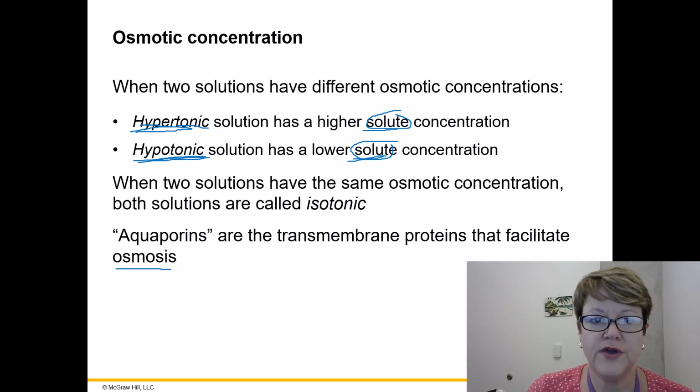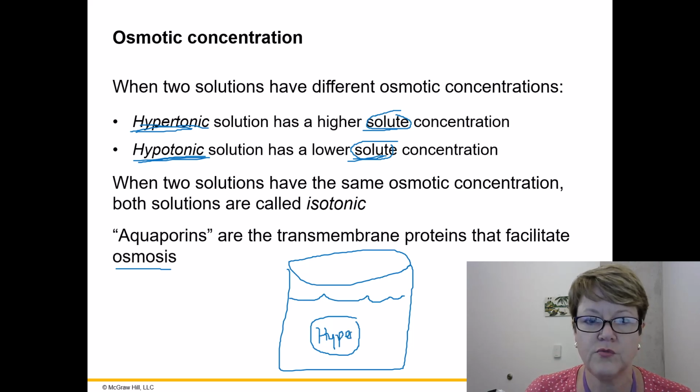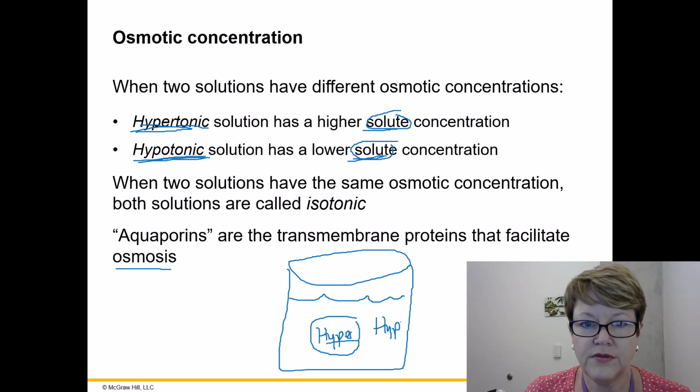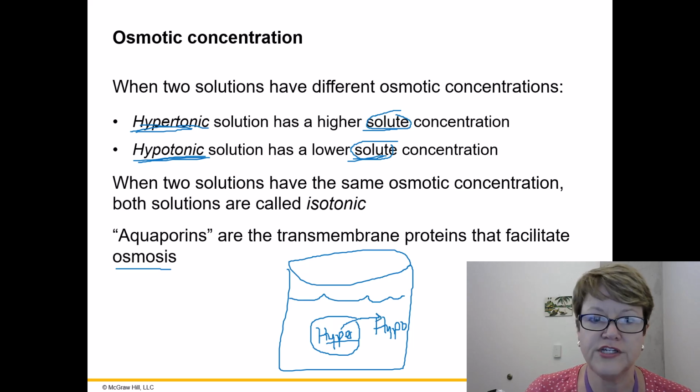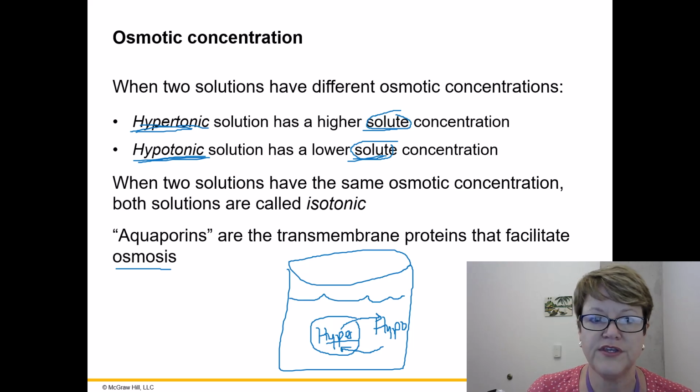All right, so if you have a beaker, and if they tell you that the cell solution is hypertonic and the beaker solution is hypotonic, what they're telling you is where the solute is higher and where it is lower. Now, solute will always want to move from higher to lower concentration, but solvent, remember, goes the opposite way. So water would move into that cell in that example.